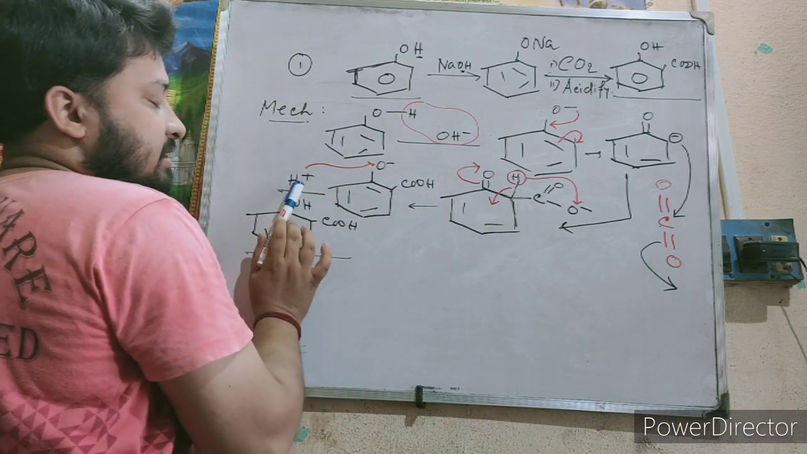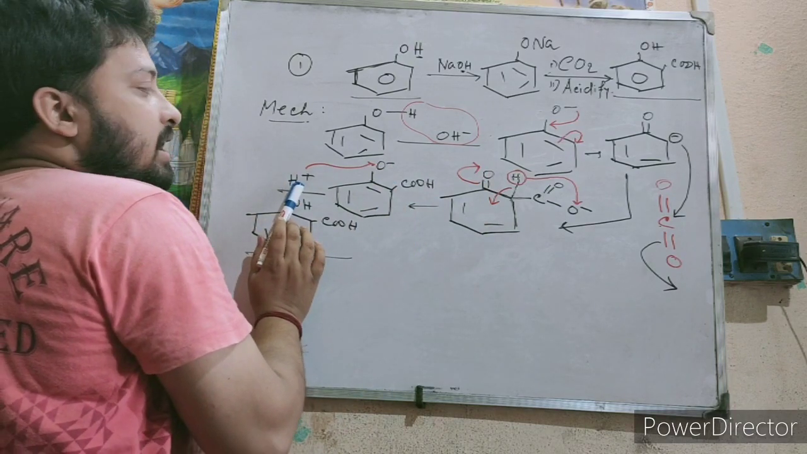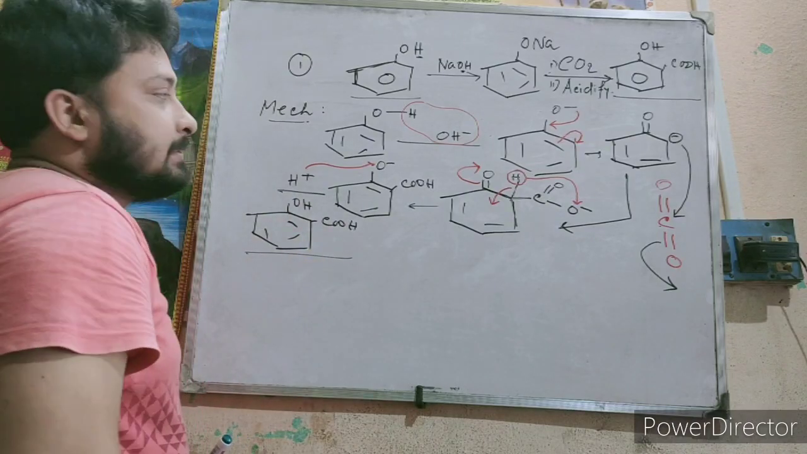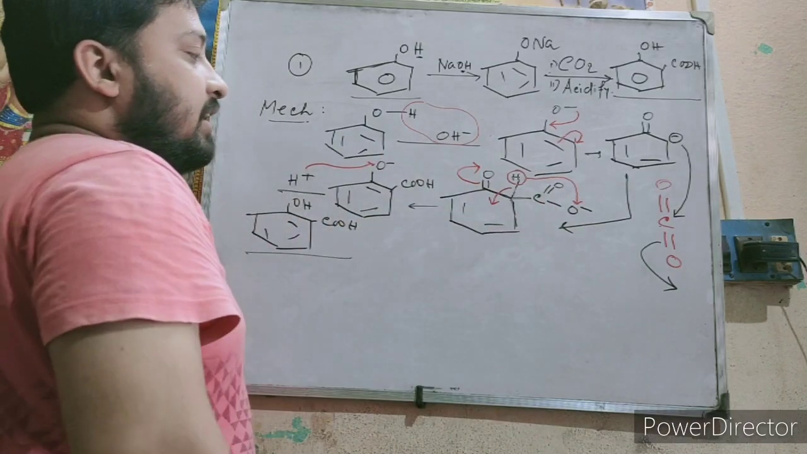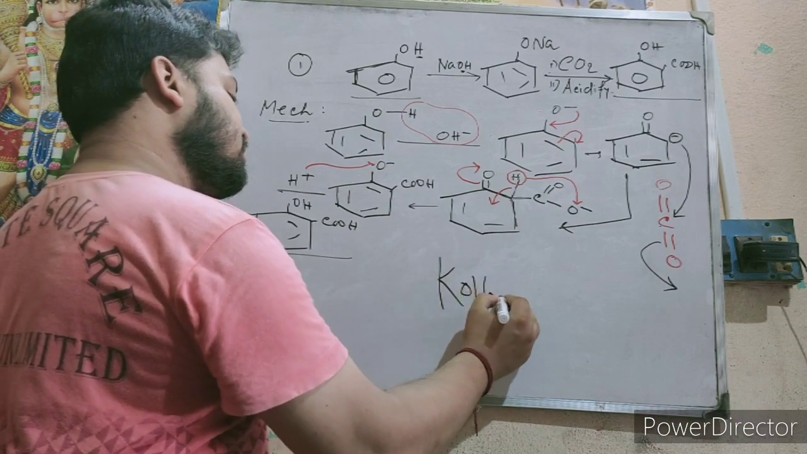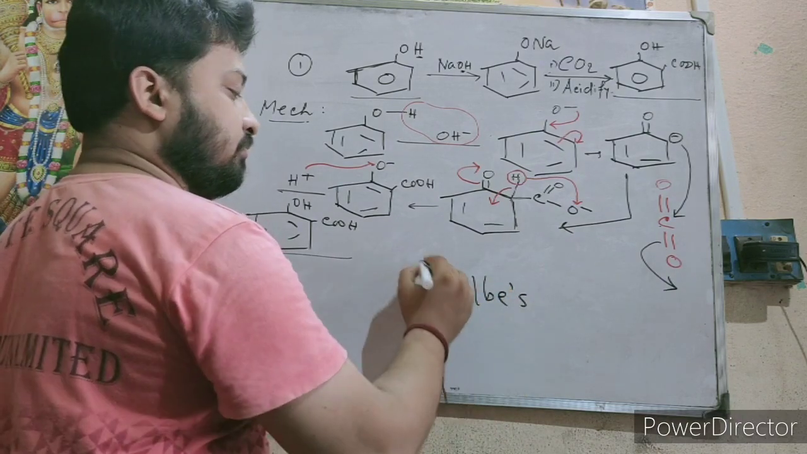Now take H plus, ready to acidify it. So finally you get this product. This is a very important reaction. This is the Kolbe reaction or Kolbe Schmitt reaction, Kolbe's process.